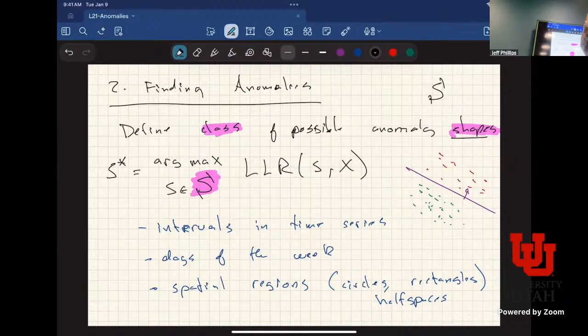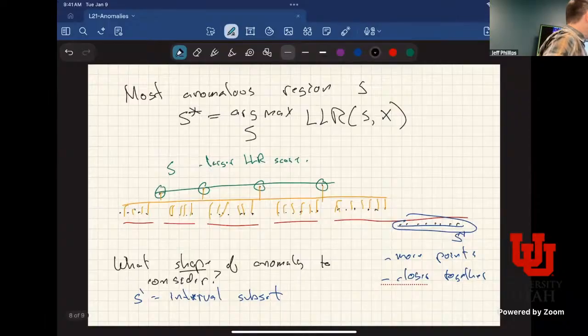Why do I care about restricting to a family of shapes here? Why don't I just say this could be anything? Why do I want it to be an interval, or some regular pattern? Why don't I just consider any subset? Yeah, you could overfit here, right? So overfitting has become a more delicate word.